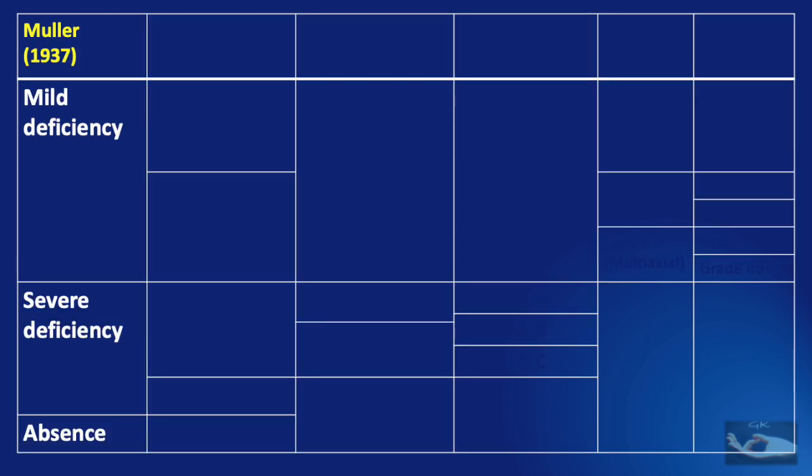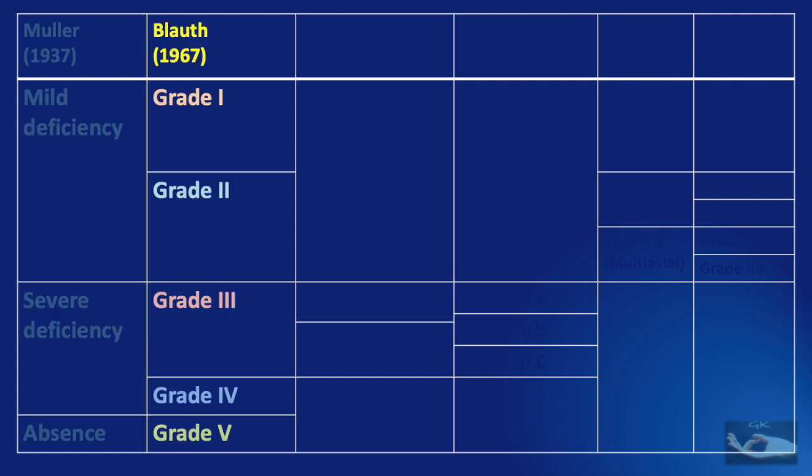In 1937, Müller introduced the concept of a teratological sequence of thumb hypoplasia with increasing severity from mild deficiency through severe deficiency to absolute thumb absence. Blauth subsequently detailed 5 specific grades in 1967.